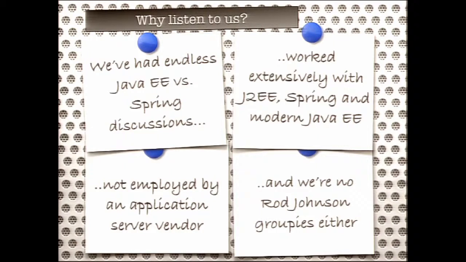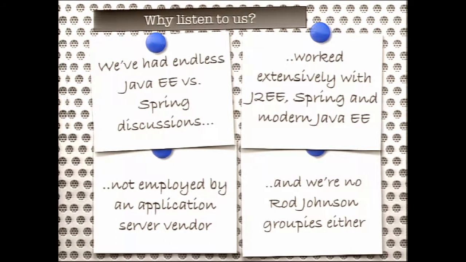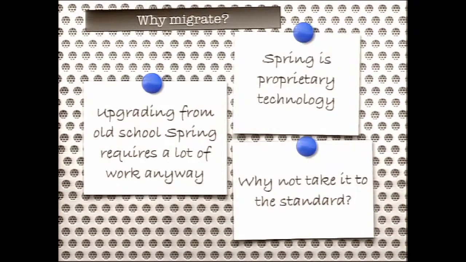Actually, we've been building with all of the stacks, right? We've been doing J2EE applications in the early 2000s. We've been doing Spring applications meanwhile, and the last couple of years we've been building a lot of Java EE stuff. The important thing to note here is that we are not working for any application server vendor. There are currently 14 application servers certified for Java EE 6, but we're not working for any one of them. And just to get it straight, we are actually no Rod Johnson groupies either, right? But you might have guessed that from my first slide.